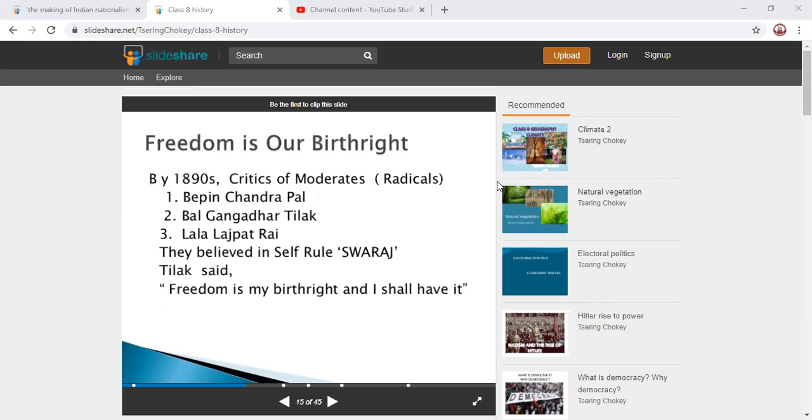1905, Bengal partition. Bengal, which was the largest province, was partitioned by the Britishers. What were the reasons responsible for the partition of Bengal by the Britishers?